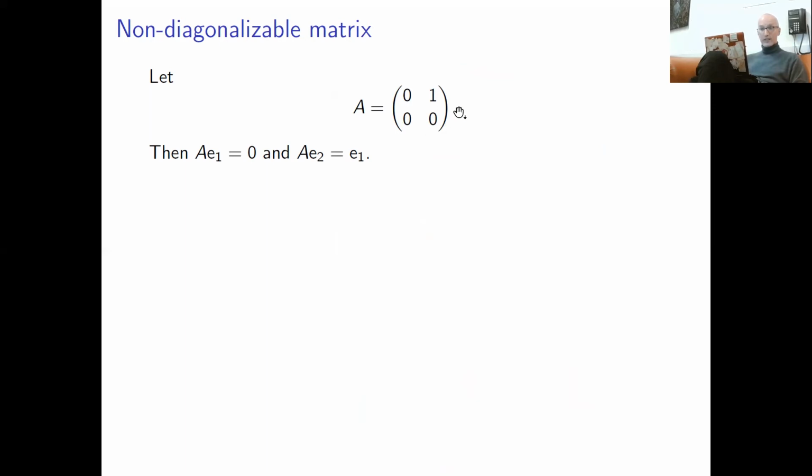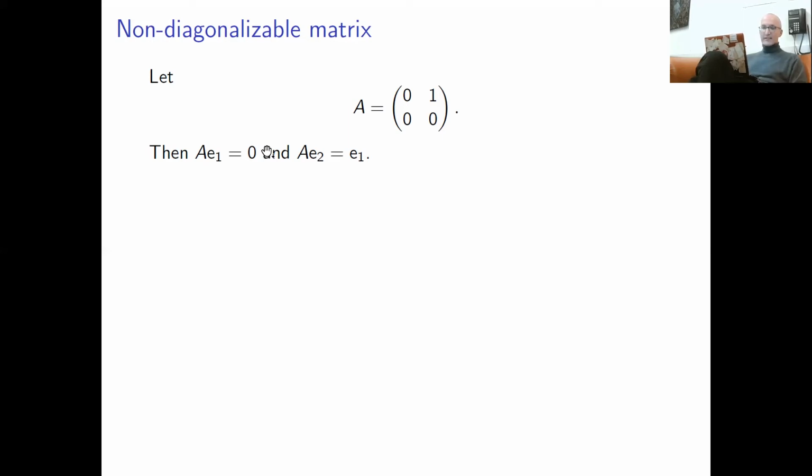Again, this is a 2 by 2 matrix. All entries except this one are 0, this one is 1. And you can immediately notice that the vector 1, 0, the standard vector E1, is an eigenvector. Why? If you multiply A by vector E1, you get 0. So it means E1 is an eigenvector with eigenvalue 0. Also, if you multiply A by vector E2, you observe this is equal to E1. Of course, you can read this from the matrix.